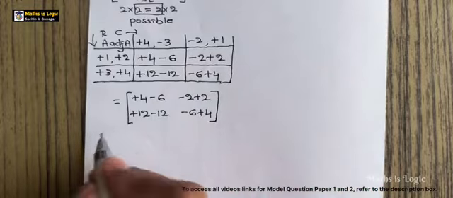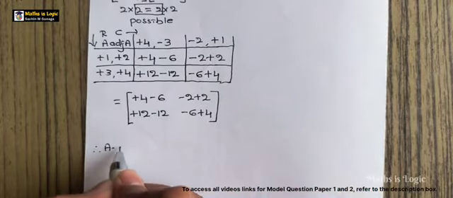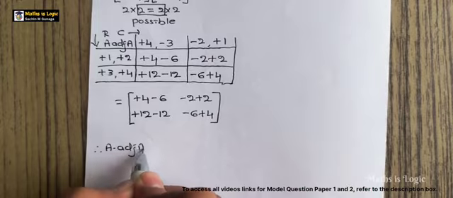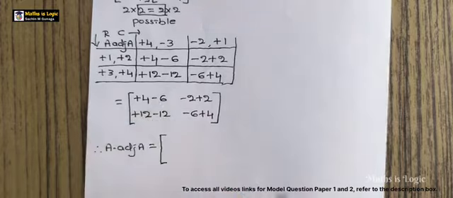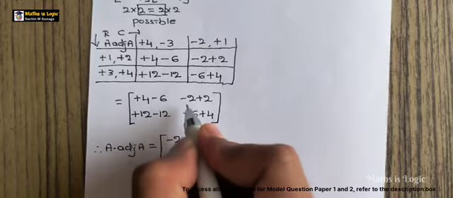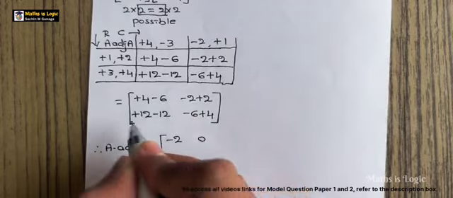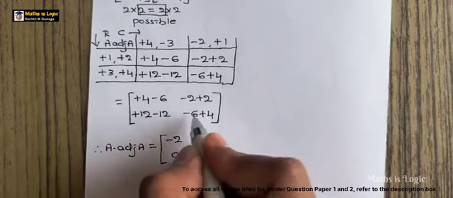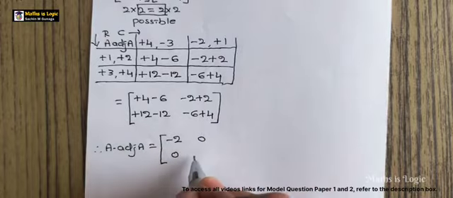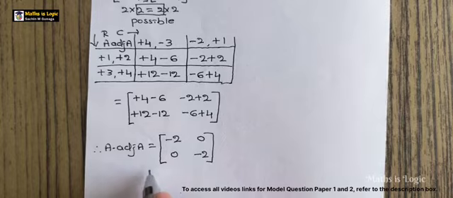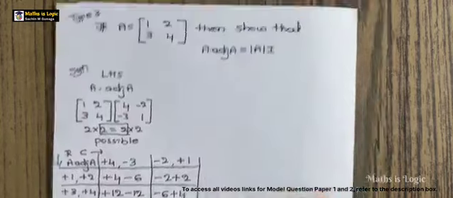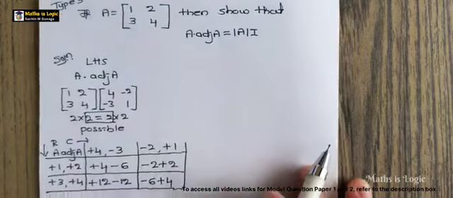Therefore, next use the calculator. Therefore, A into adjoint of A value is 4 minus 6 is minus 2, plus 2 is 0, plus 12 minus 12 is 0, minus 6 plus 4 is minus 2. So this is the left hand side value. I am going to call it 1. We got the left hand side.